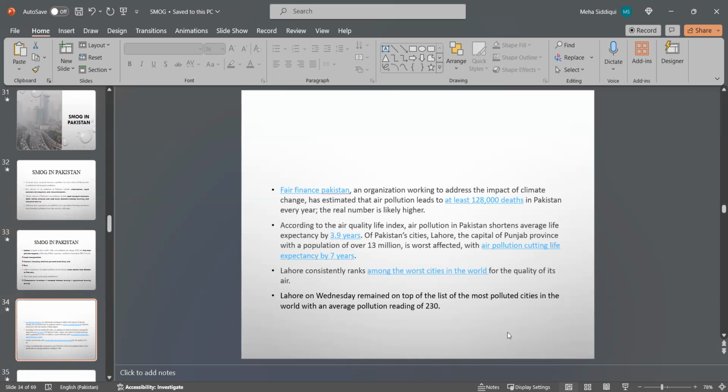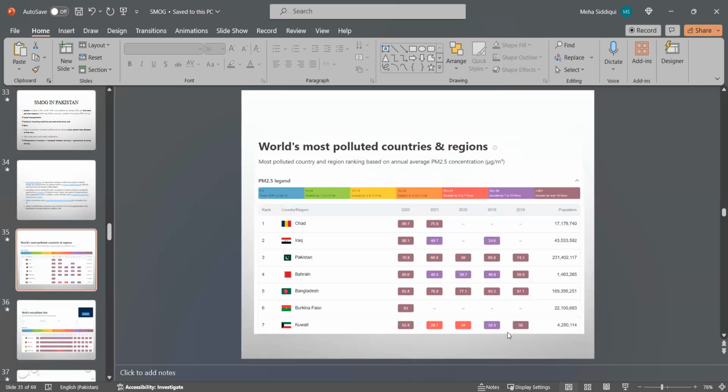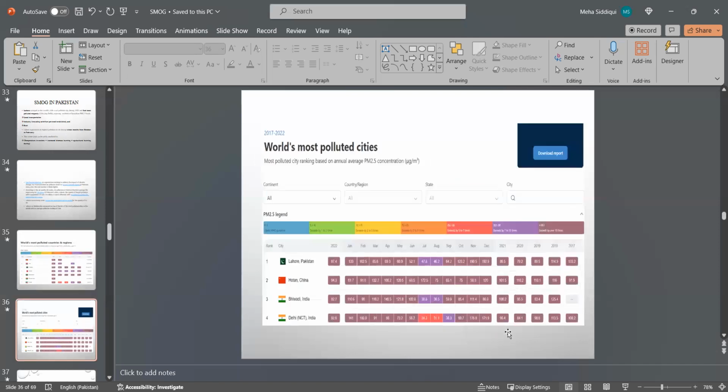Lahore consistently ranks among the worst cities in the world for the quality of its air, and it has remained at the top of the list of the most polluted cities in the world with an average pollution reading of 230. Here we can see a picture showing the world's most polluted countries and regions. According to it, Pakistan lies in third position after Chad and Iraq. And if we look at the world's most polluted city, then unfortunately Lahore ranks at the top of the list. We can see that its AQI level is in the hazardous range, that is, more than 300.